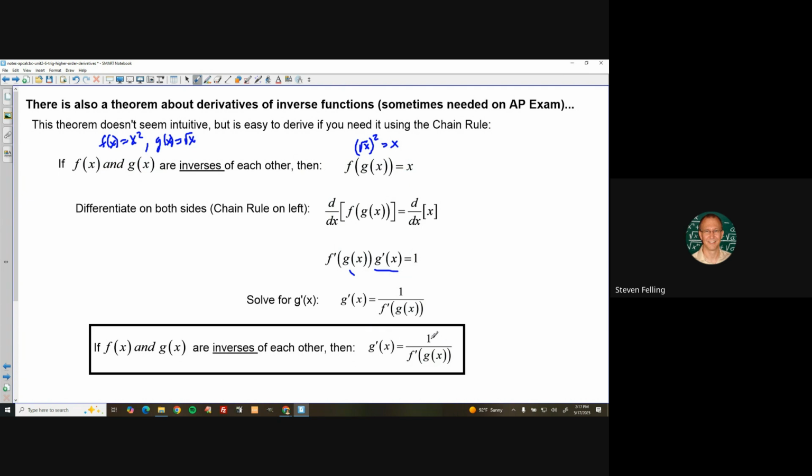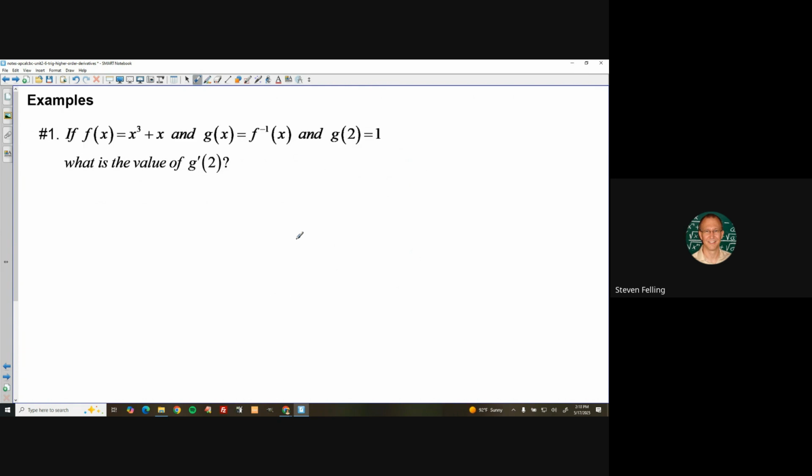It's a fairly esoteric theorem, but here's an example of a multiple choice question from an AP test where they are asking something where you would use this. If f of x is x cubed plus x, and g of x is the inverse of f of x, and g of 2 is 1, what is the value of g prime of 2?